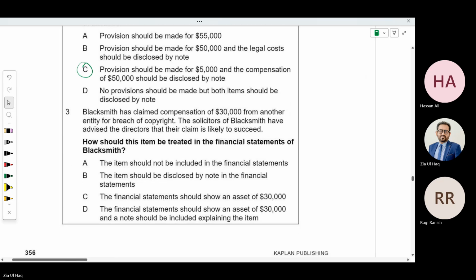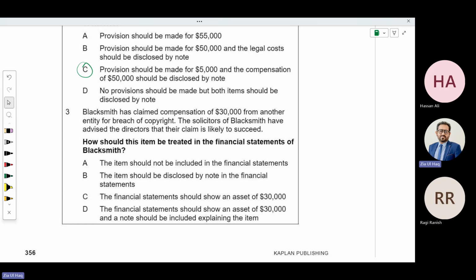Number 3. Blacksmith has claimed compensation of 30,000 from another entity for breach of copyright. Inflow. The solicitor of Blacksmith has advised the directors that their claim is likely to succeed. Probability. So how should this item be treated in the financial statements of Blacksmith? The item should not be included in the financial statements.